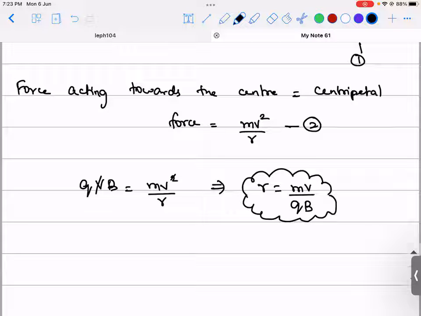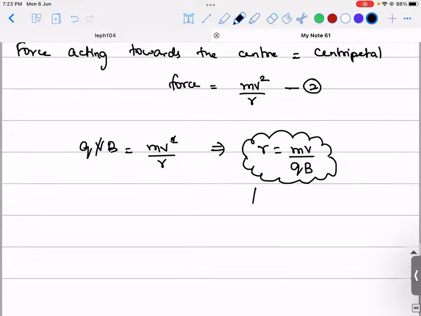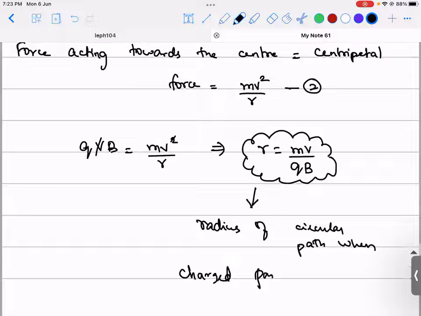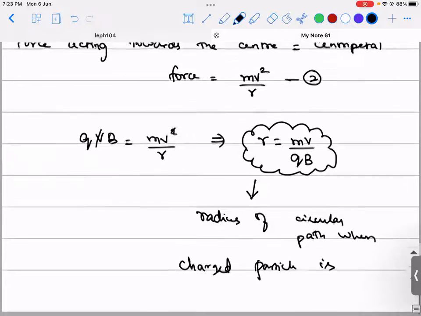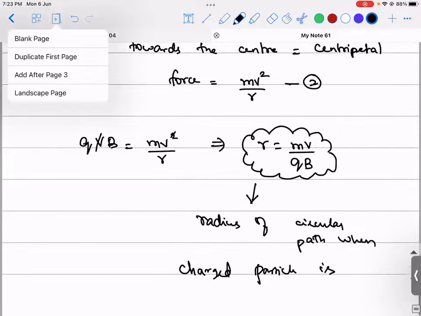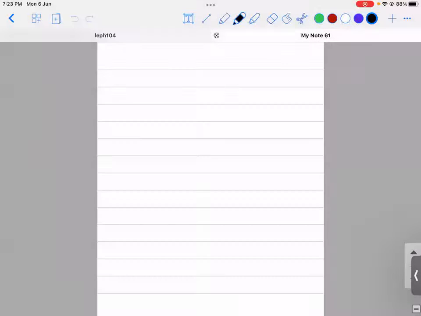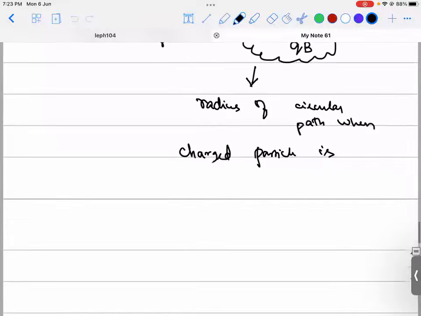when the charged particle is projected perpendicular to the magnetic field. Okay, so R is equal to mv by QB is going to be the radius of the circular path when the charged particle is projected at how much value? Charged particle is projected at 90 degrees with respect to B.